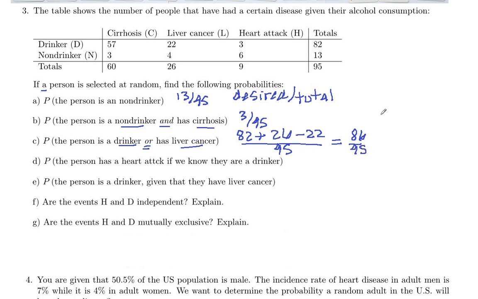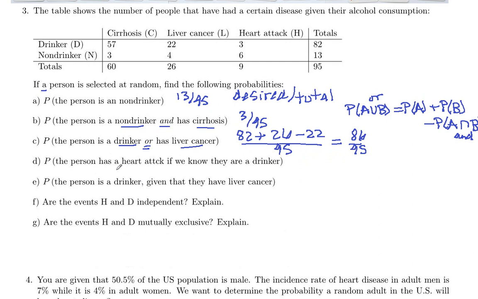And again, this is the union rule that we're using there. Probability of A union B. You do probability of A plus probability of B, and then minus probability of the overlap, A and B. Remember, union is or, and the upside down U is and. So probability of A right here, 82 out of 95, plus probability of B, 26 out of 95, and then minus the 22 out of 95 overlap.